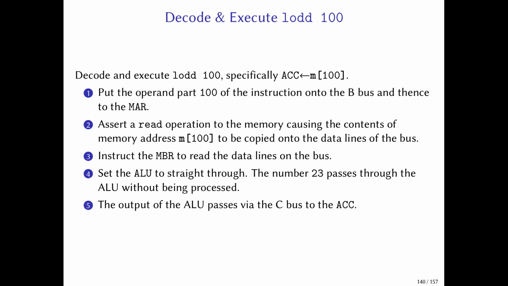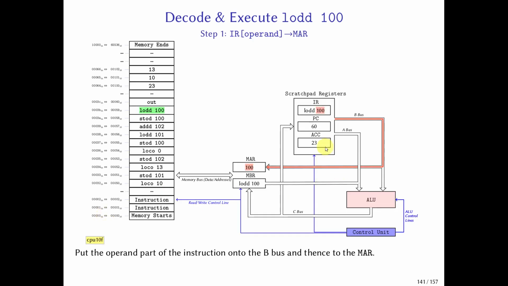So we go ahead and we'll go through that. It's a slightly complicated set of operations to do the decode and the execute, but as ever it always starts off with the control unit examining the machine code instruction inside the instruction register, looking at the operand and the operator. The operator is lodd, so that tells the control unit what it has to do, and the first thing done by the control unit is to take the operand 100 and send it to the memory address register.